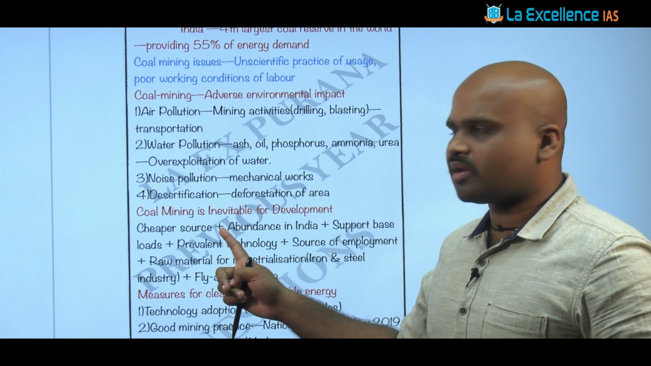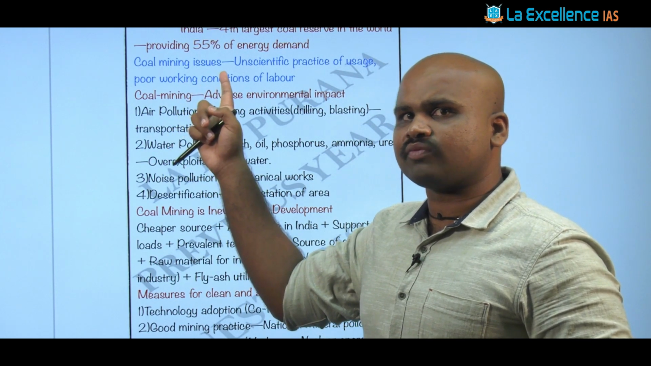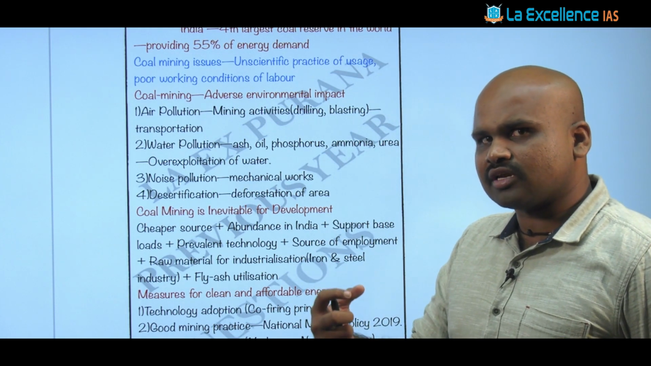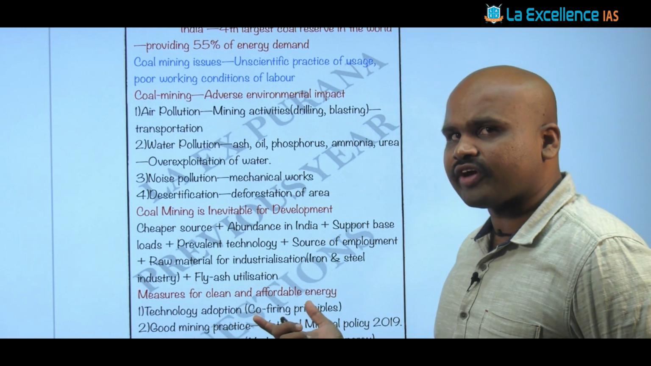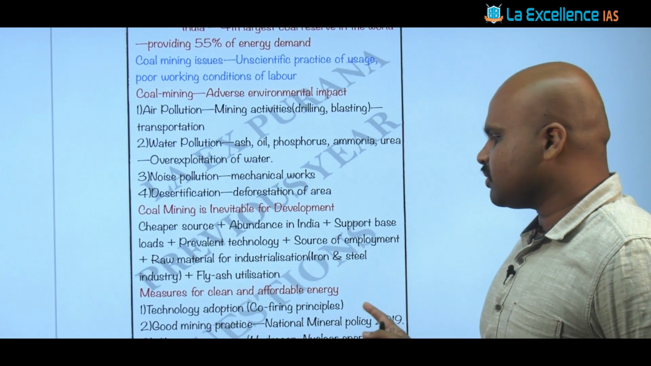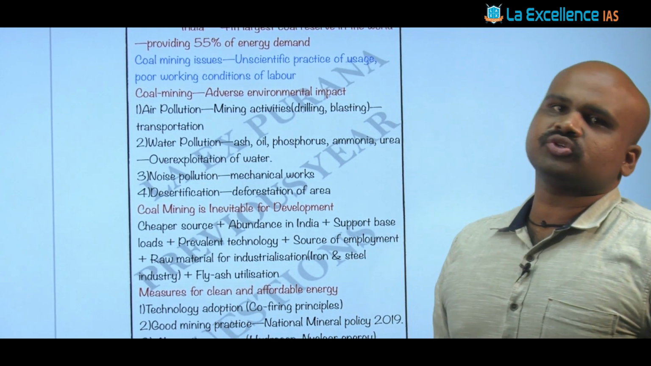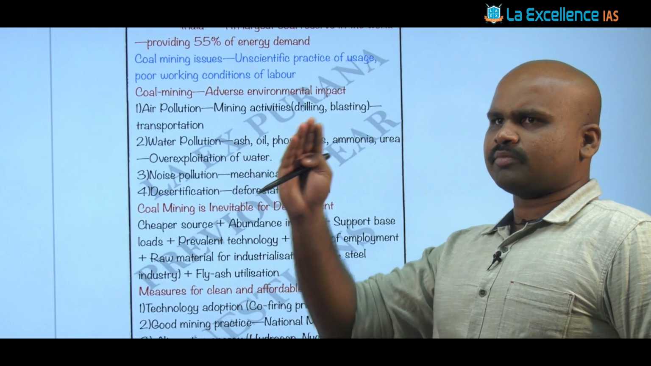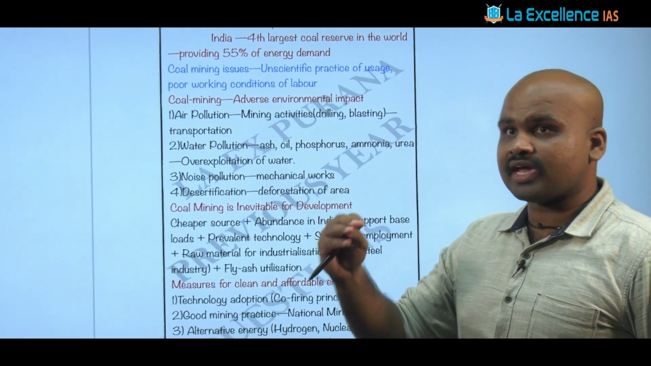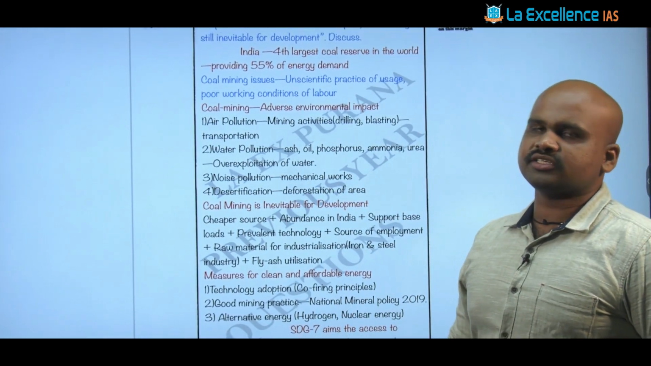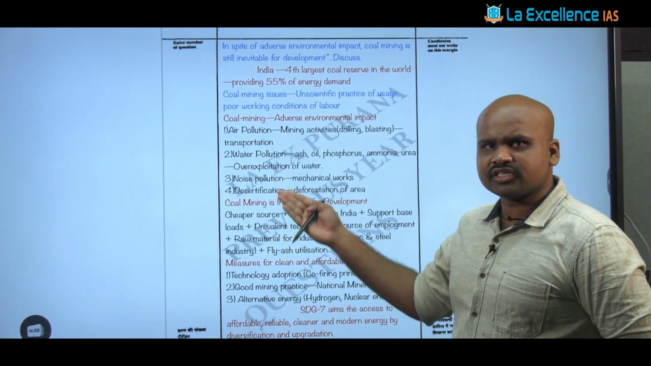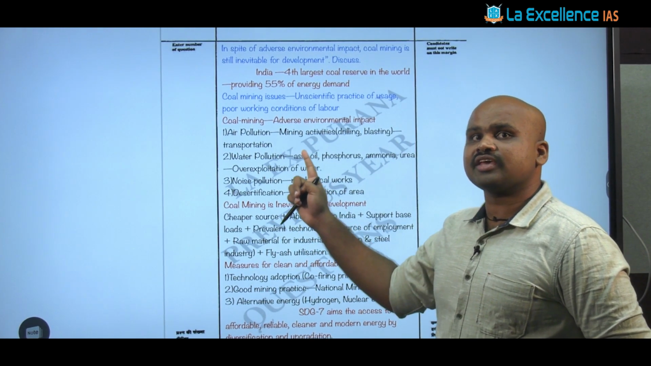As it is inevitable for development, and also on the flip side it has certain adverse impacts on the environment, we have to certainly go for measures ensuring the sustainability of coal usage. That might be co-firing principles, or the good mining practices emphasized in the national mineral policy, or alternative energy sources. Diversifying the energy basket, moving away from thermal energy, moving away from coal-driven energy. That diversifying can be through hydrogen-based energy, gas-based energy, or nuclear energy. So the structure is very clear once you understand the keywords specified in the question.